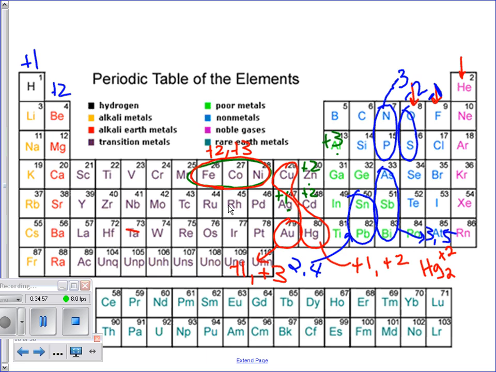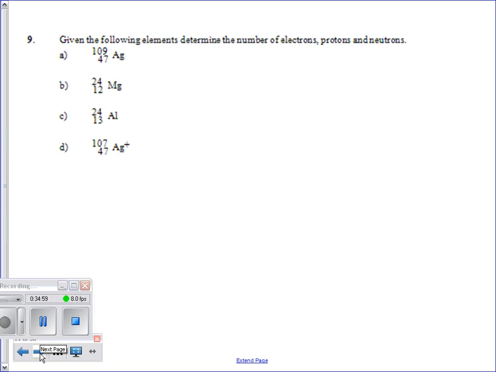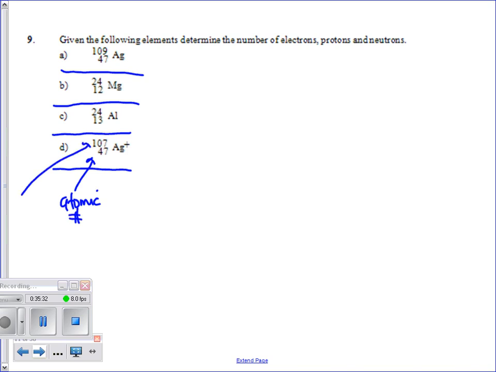I think that's all I had planned for you. Oh, nope, we're going to do this too. We can do this real quick. This is easy. This is your notation, nuclear notation for different elements. And let's talk about what this notation means. What is that 47? Protons, also known as atomic number. Atomic number.